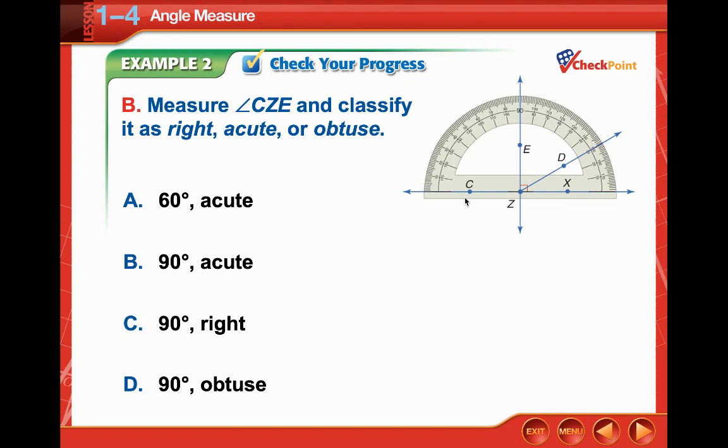All right, so this one was CZE. So you start here at C, go to Z, and then go up to E. And as you can see, it is 90 degrees. It is a right angle. You can see that this is a straight line in between CZX, and if this side is a right angle, this side must also be a right angle. So it's 90 degrees, and that means it's right.